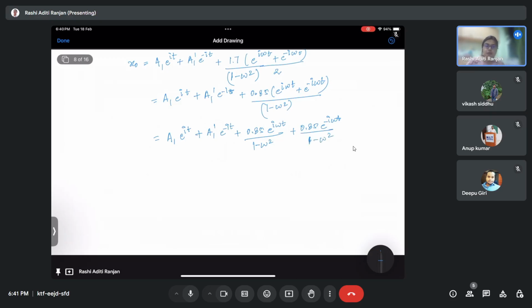Right? Now if you see, my cos of omega t term is now a sum of two complex conjugate terms, right? So now I can segregate the iota t terms first and the minus iota t terms, both in the last.